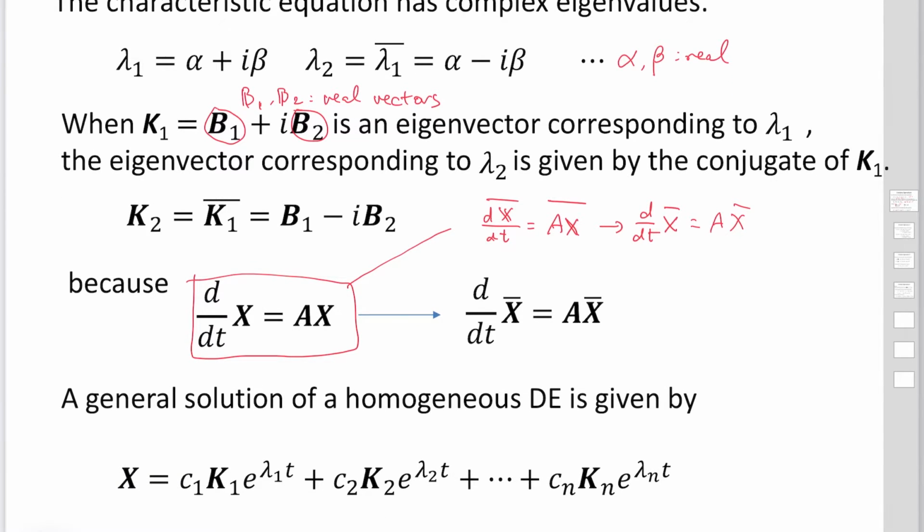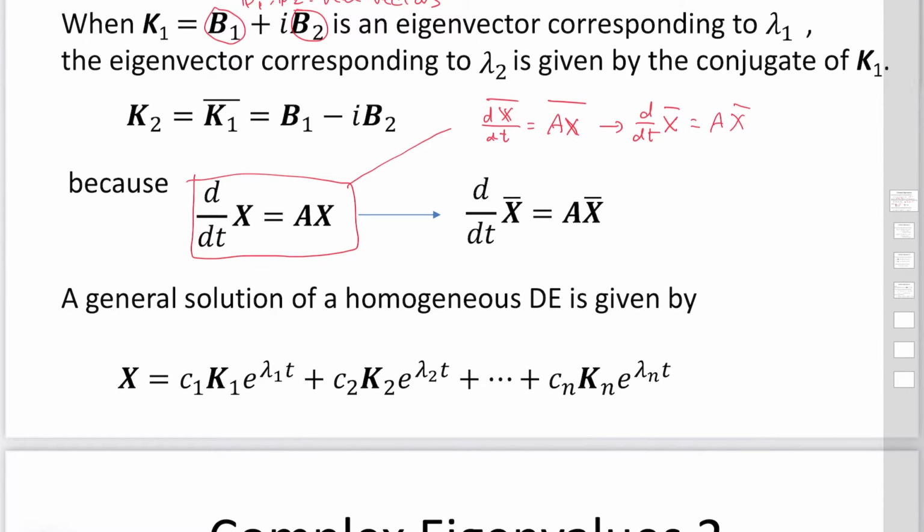So the general solution is expressed as x equals c sub 1 k sub 1 exponential lambda sub 1 t plus c sub 2 k sub 2 exponential lambda sub 2 t, and so on, up to c sub n k sub n exponential lambda sub n t. But each term is a function with complex numbers, so we'd like to transform this equation into a more convenient form.